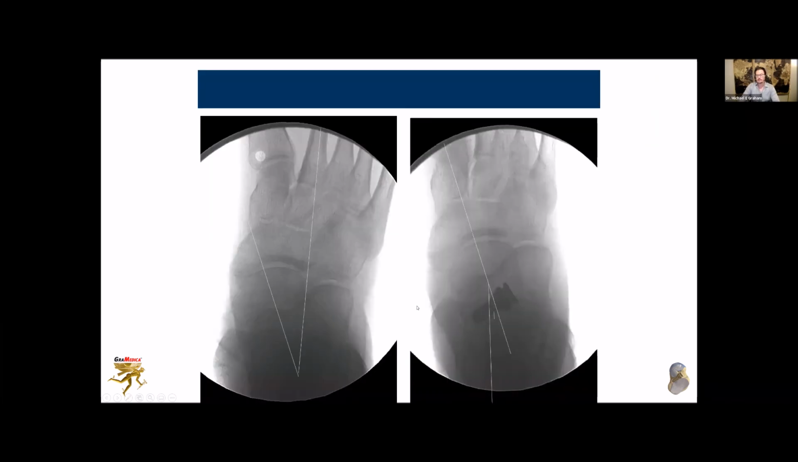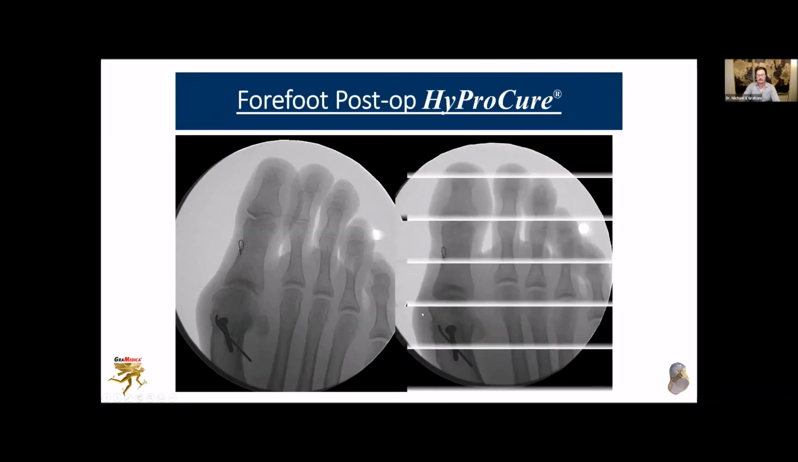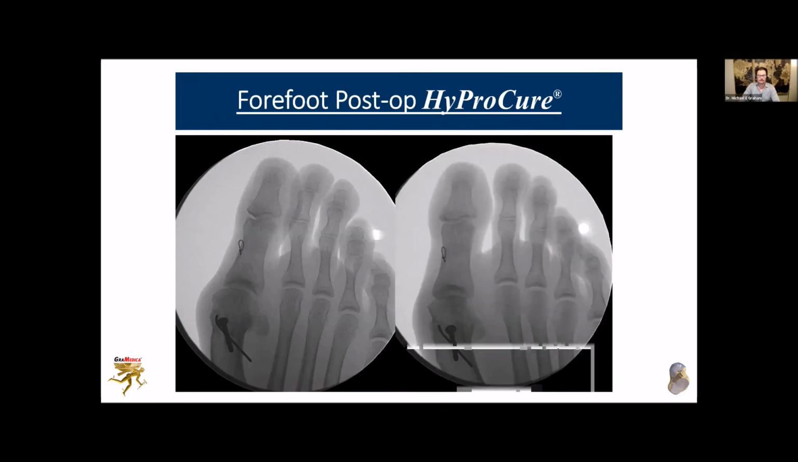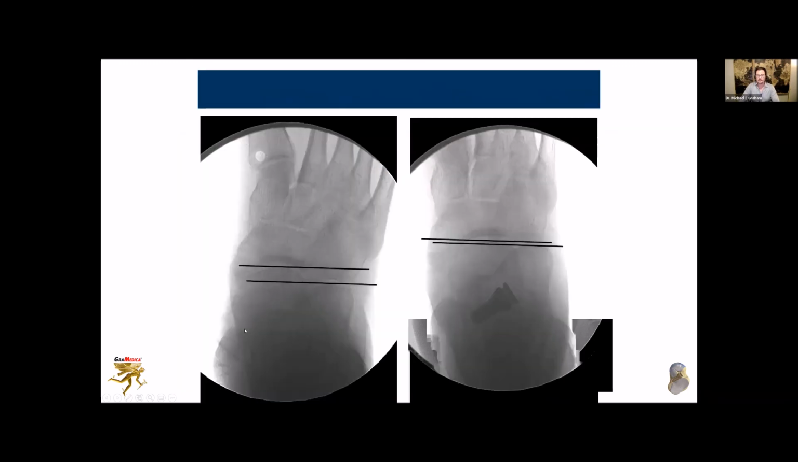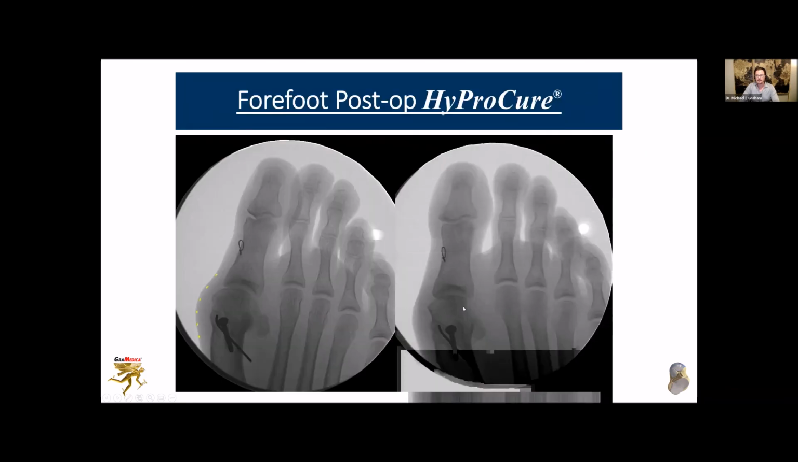So again, here we have a before and after. We see this partial dislocation of the talus on the calcaneus, and this is a before and after. So the patient had a previous bunion surgery, and she presented to have a revision. They're like, I had bunion surgery a couple years ago, and it's already back. So instead of performing another revision bunion surgery correction, the only thing that she had done was the insertion, this is the hindfoot, the insertion of HyProCure. So let's take a look at what happened.